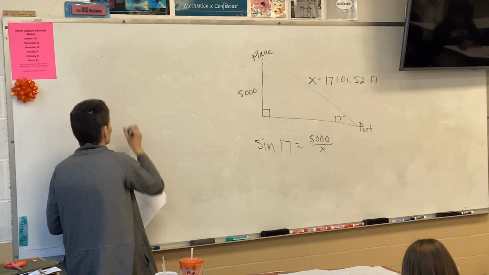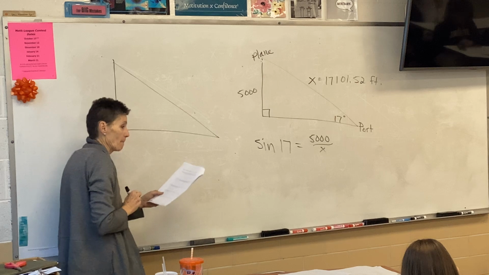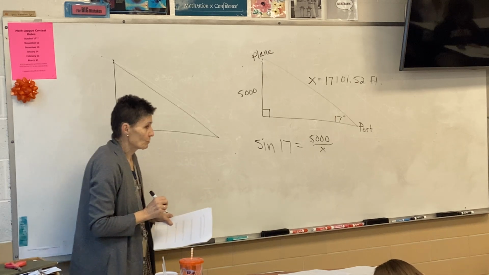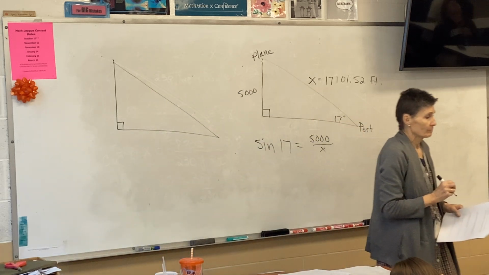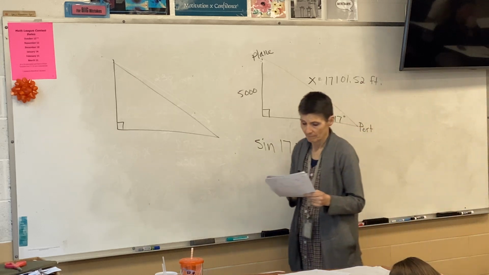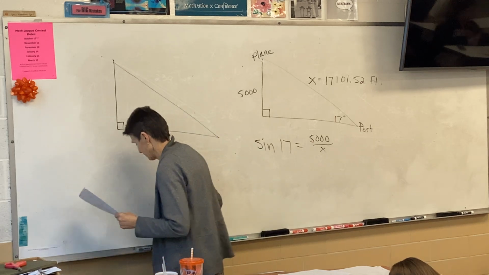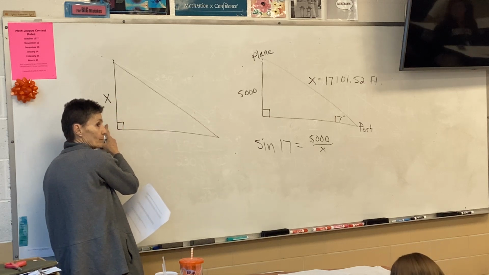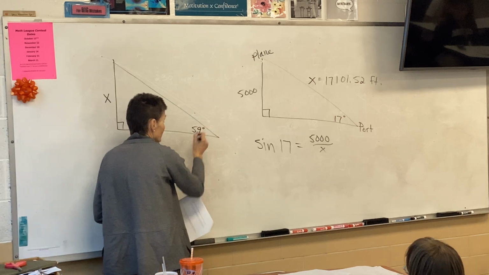All right, D. Draw a picture, that's the key. If you can get your picture drawn, I'm pretty sure you can get the right answer. Everybody put an X right here, there's the flagpole. The angle of elevation is 59, everybody put 59 there.